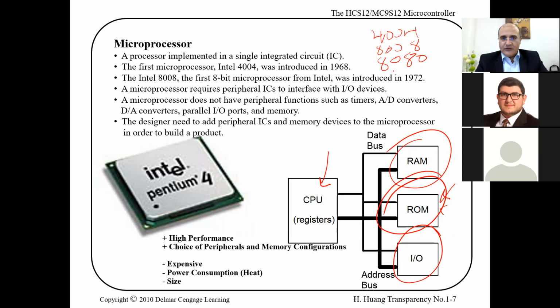Then we got to the 8085. And this was also an 8-bit processor with more functionality. In 1978, they did the 8086.